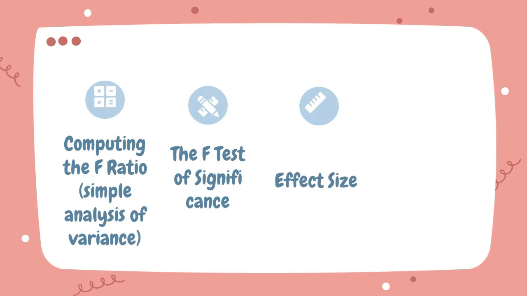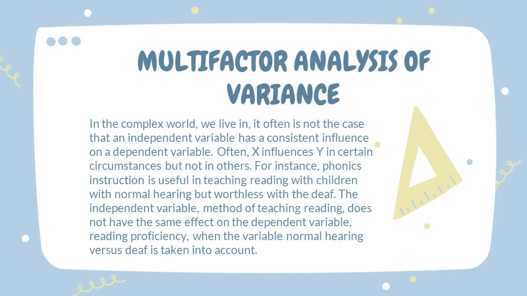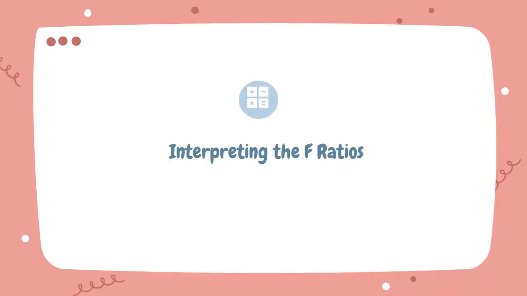Computing the F ratio for simple analysis of variance. Next, the test of significance and effect size. Next, multifactor analysis of variance. In the complex world we live in, it often is not the case that an independent variable has a consistent influence on a dependent variable when a variable such as normal hearing versus deaf is taken into account. Interpreting the F ratios.